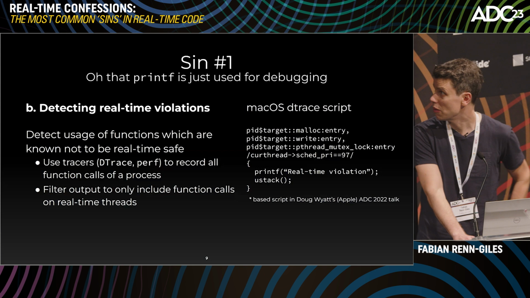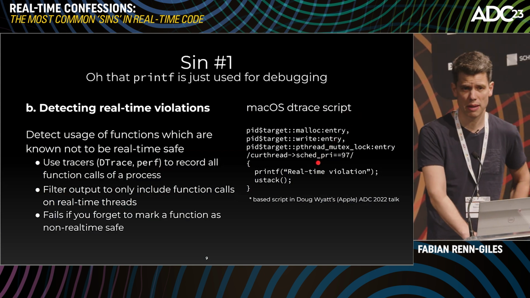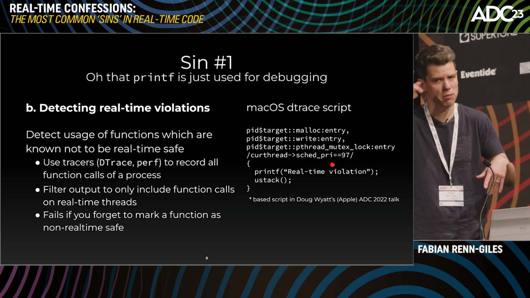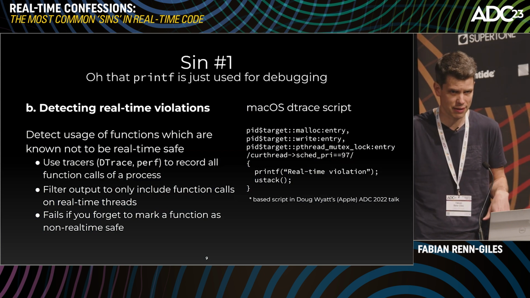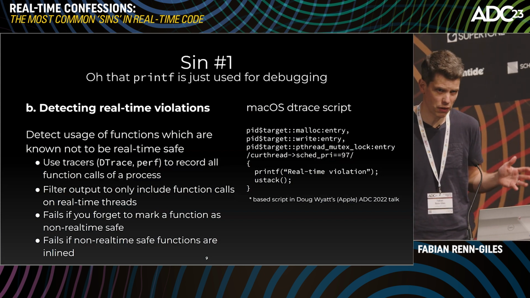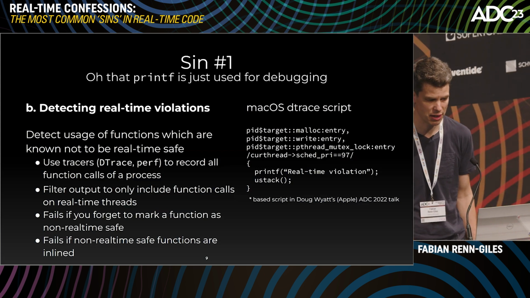But this has some big downsides, right? You really need to think of all the functions that might not be real-time safe. That means if in your code you write something that has some kind of loop that might spin, you need to remember to add that to that list. And even worse, if the optimizer decides to inline one of those functions, well, then dtrace can't do anything. You won't detect that violation.